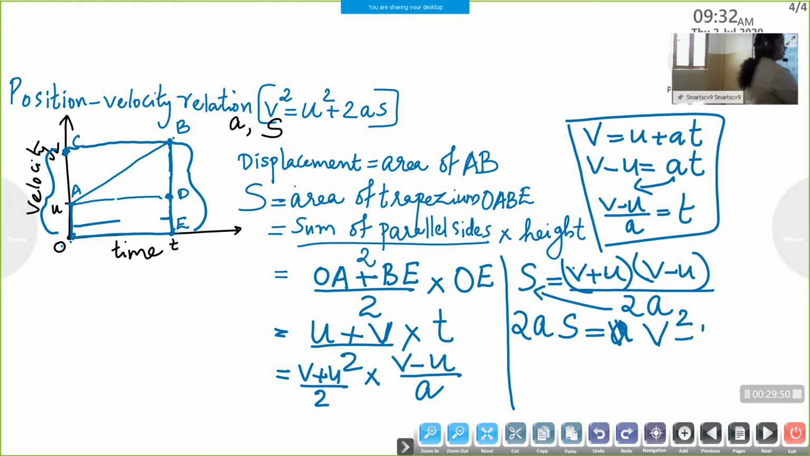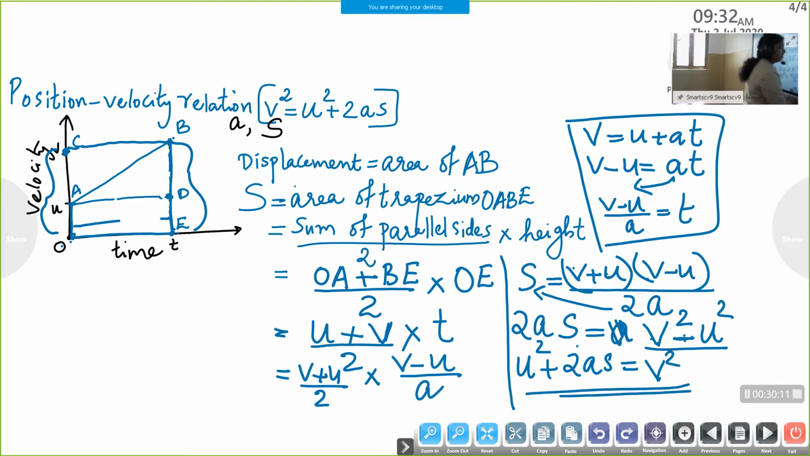So here we have v square minus u square. So 2as is equal to v square minus u square. I am taking minus u square to the left hand side, then it becomes u square plus 2as is equal to v square. Here we have the third equation, v square is equal to u square plus 2as.